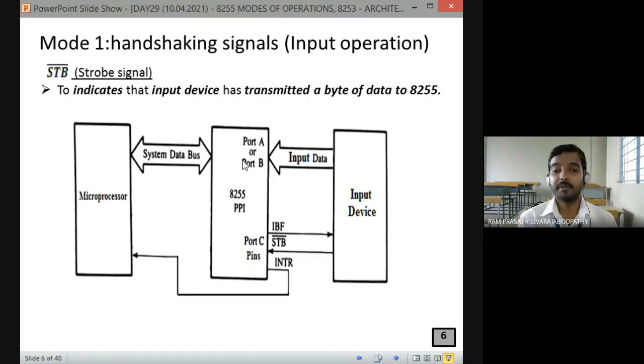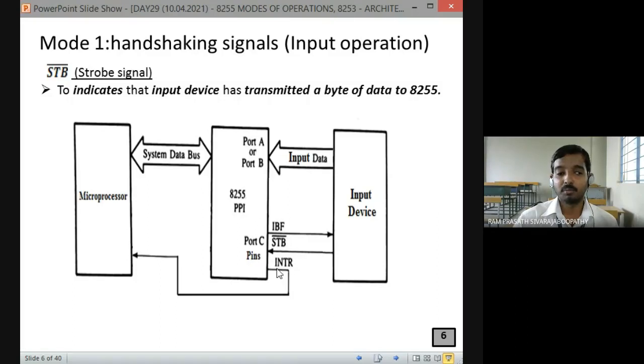8 bit, correct, 8 bit. Fine. So, in the input data, we are sending it to port A or port B? Yes. Okay, I assume it is going to port A. Fine. So here we mention IBF, STB bar, INTR like this.